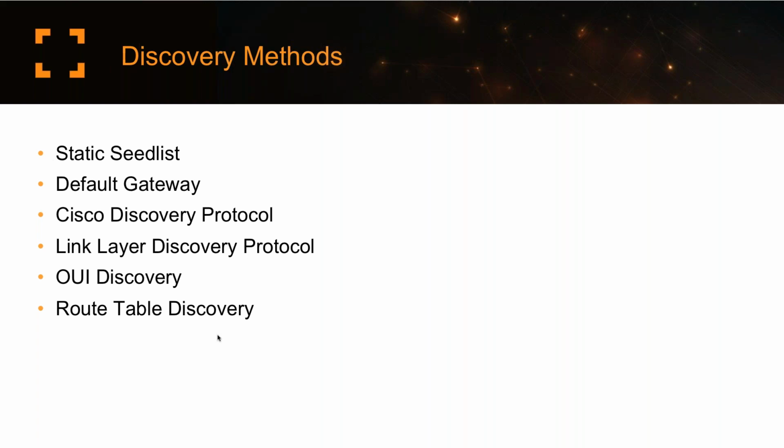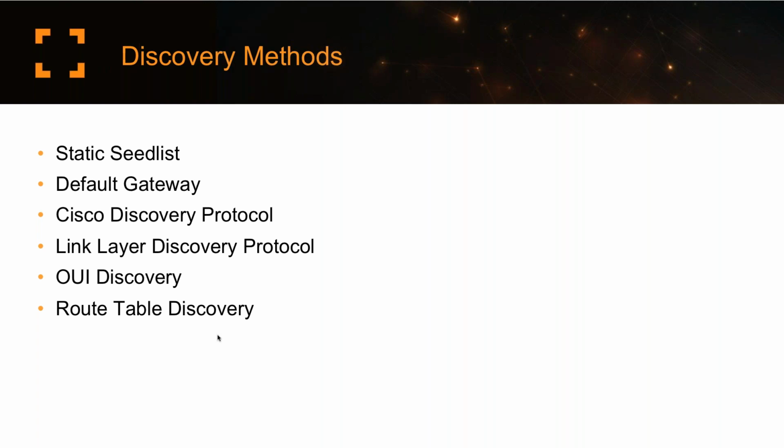So by default, it's going to use Cisco Discovery Protocol, CDP. It's also going to use LLDP, which is the IEEE non-proprietary version of CDP. If you're not familiar with that, it's a discovery technology that allows layer 2 network devices to talk to each other and be aware of their neighbors.